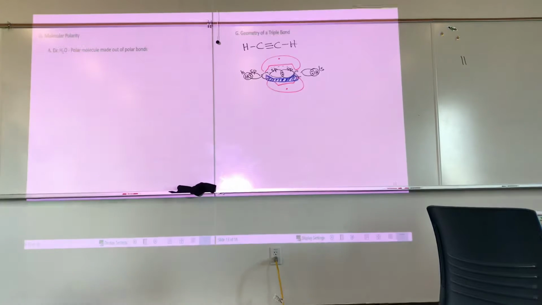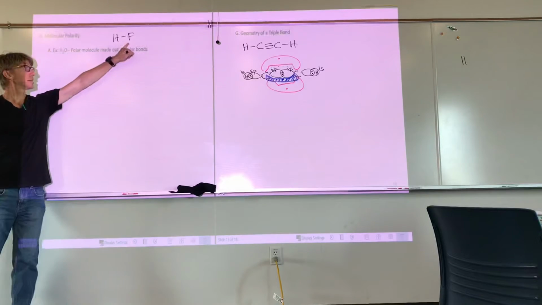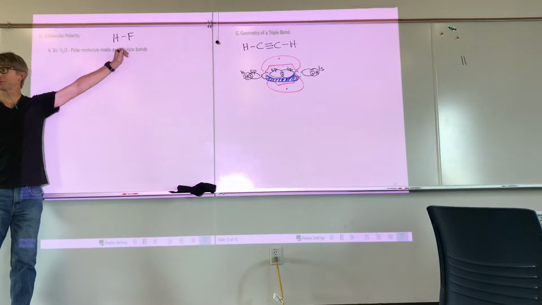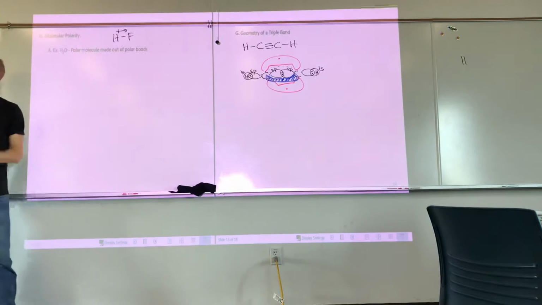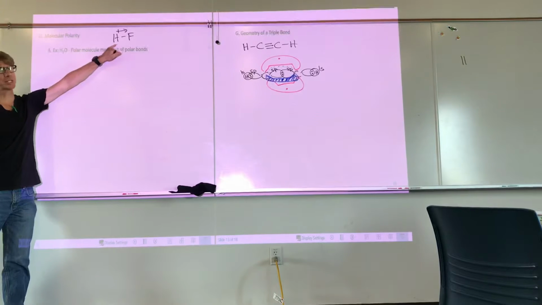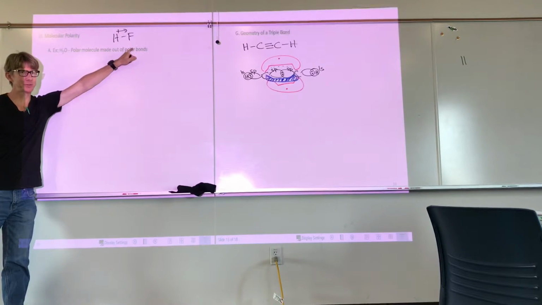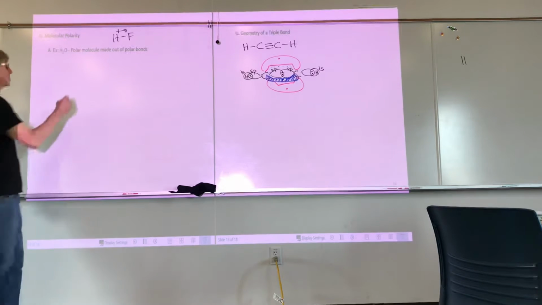So we talked about bond polarity, and we said that in a molecule like HF, the bond was polar because there was a difference in electronegativity. We drew what's called a plus arrow. The arrow showed that the hydrogen was partially positive and the fluorine was partially negative. Now we're going to do a polar molecule made out of polar bonds.